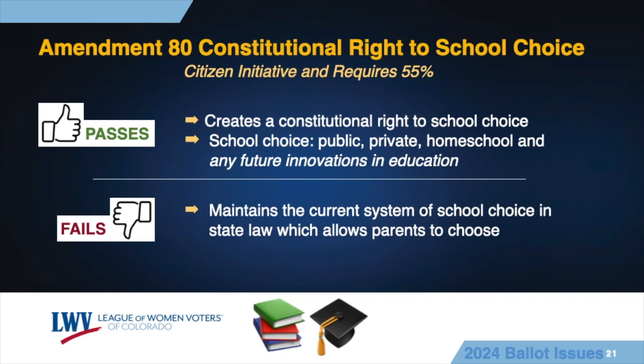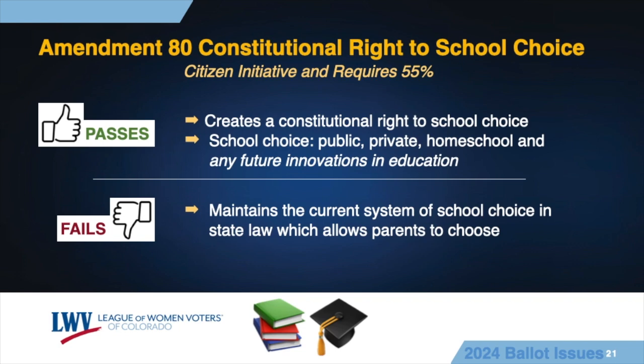Amendment 80, Constitutional Right to School Choice, placed on the ballot by the Citizens Initiative and requires 55% of the vote to pass. What if it passes? It creates a constitutional right to school choice, an equal opportunity for K through 12 children. It establishes a new constitutional definition of school choice to include neighborhood and charter schools, private schools, homeschools, open enrollment options, and future innovations in education. This measure results in no immediate change to the state law or the enrollment policies of local school districts.